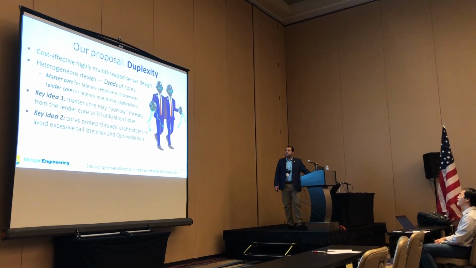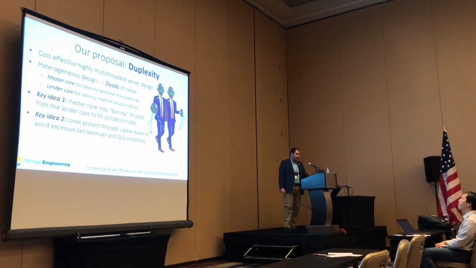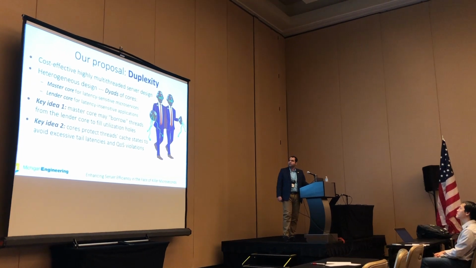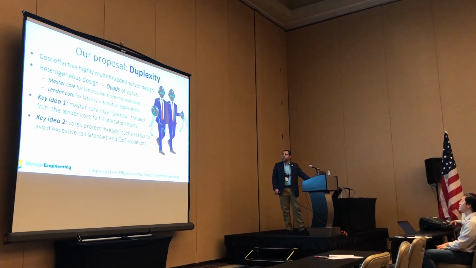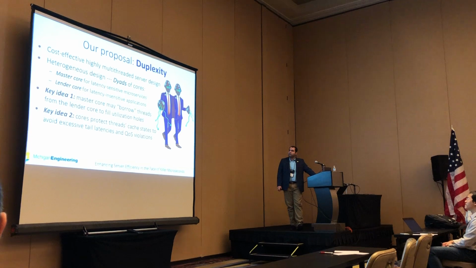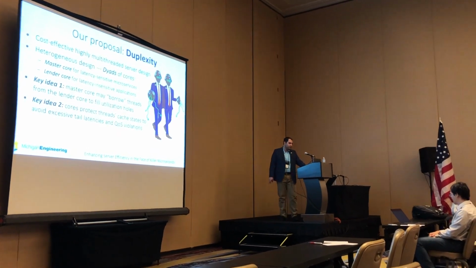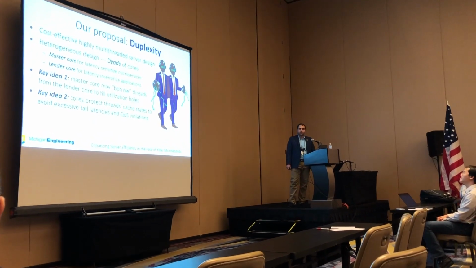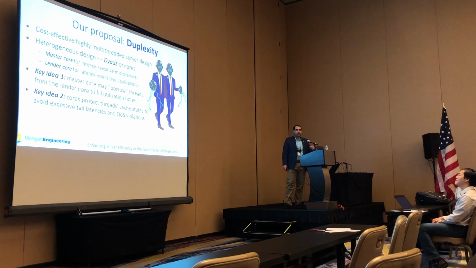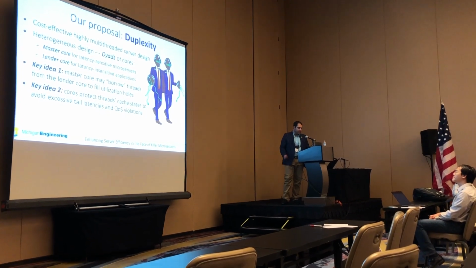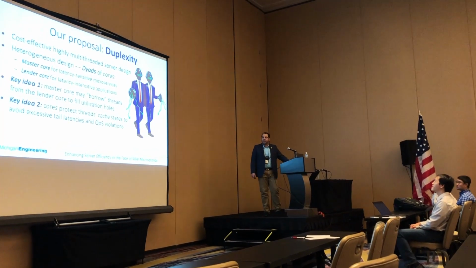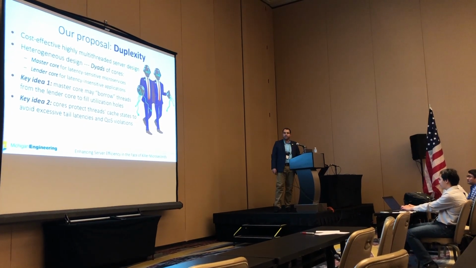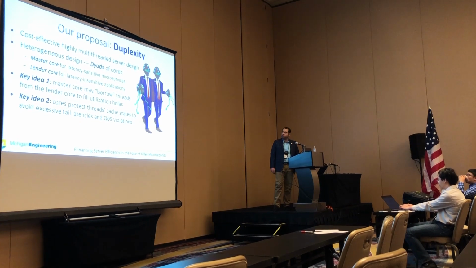So to battle killer microseconds in this work, we propose Duplexity as a cost-effective, highly multi-threaded server design, which is heterogeneous. It is composed of duplexes, or pairs of cores: a master core in each pair and a lender core. The master core is mainly designed for latency-sensitive applications, and the lender core is mainly designed for latency-insensitive batch applications. The two key ideas in Duplexity are that the master core is able to borrow threads from the lender core in the same pair to fill its utilization holes that arise due to killer microseconds.